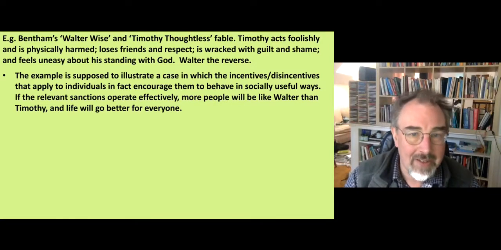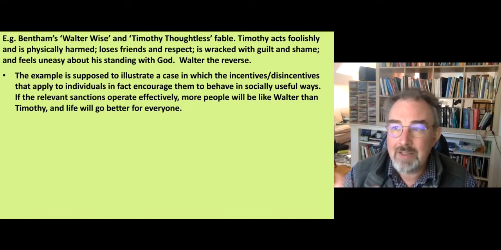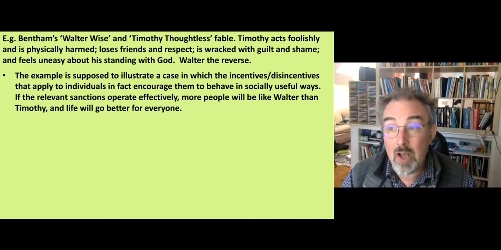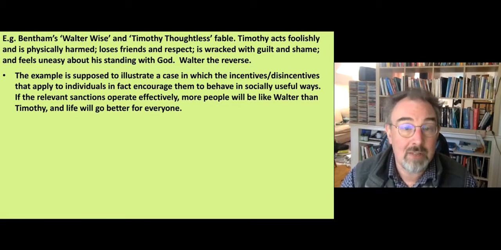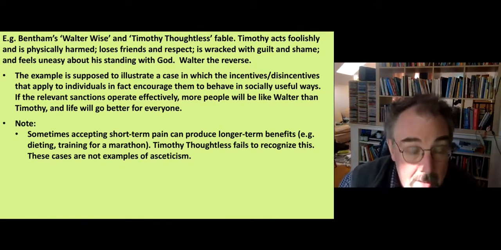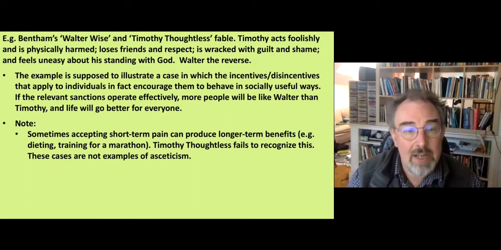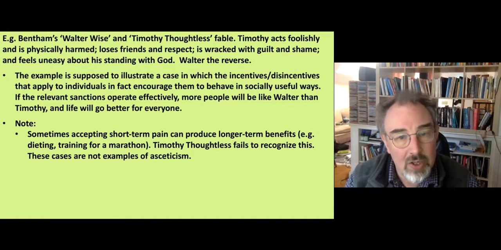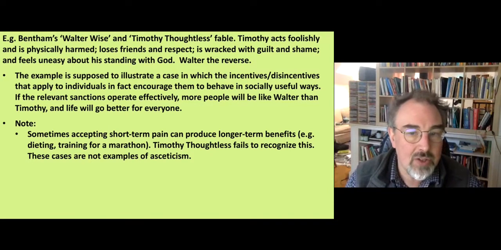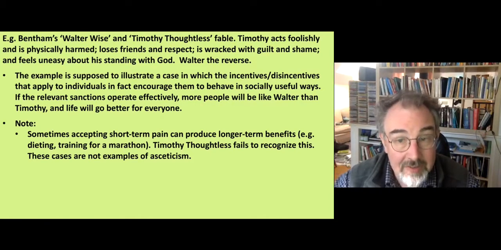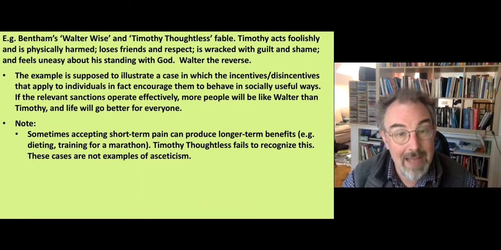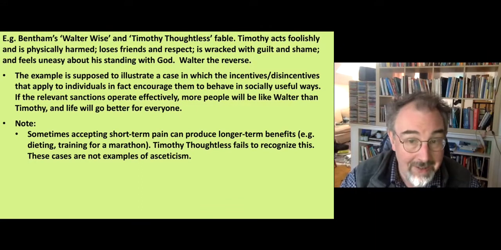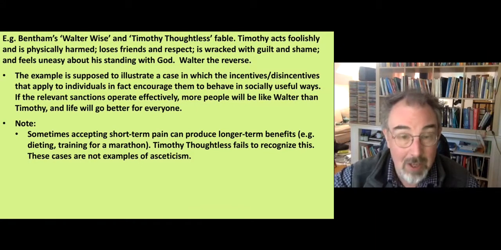So the example is supposed to illustrate a case in which these sanctions, positive and negative, if people respond rationally to them, will not only ensure that the individuals concerned promote their own self-interest, they will also tend to produce outcomes that are better for everyone. It's worth noting, too, that on the utilitarian view, sometimes accepting short-term pains can be a rational thing for individuals to do if they produce longer-term benefits. This is something that Timothy Thoughtless fails to recognize, because he's constantly giving in to temptations to do things that will make him happy in the short term by punching somebody in the face, but actually gets him into trouble in the long term, because he winds up in prison, say.